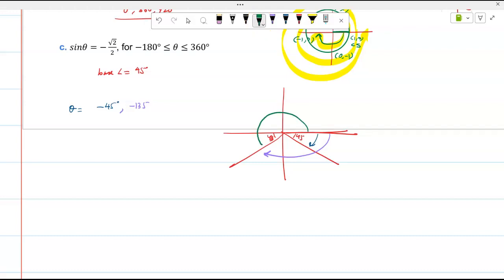Then the next value would be from here. Same, you come here. So that value would be 180 plus 45, 225. Then this would be from here, you go all the way till here. So that's 360 minus 45, that's 315. It's not that hard.